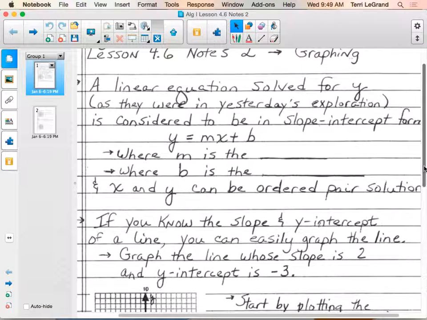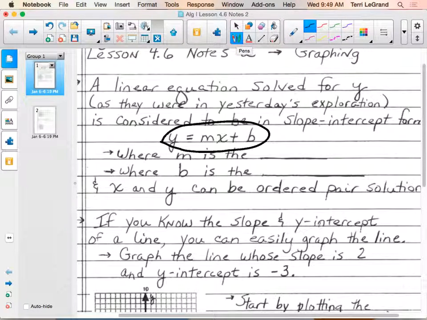So a linear equation solved for Y, as they were in yesterday's notes, is considered to be in slope-intercept form. This says exploration because I think last year we did some sort of an exploration. And just a reminder, slope-intercept form, you will use that forever now in your math classes. You need to get it to memory. Y equals mx plus b.